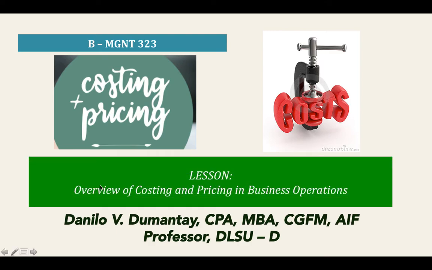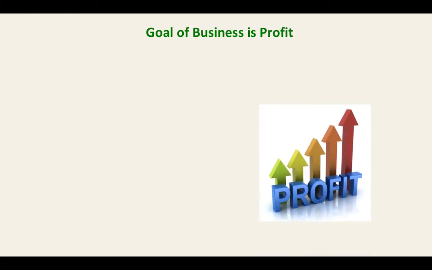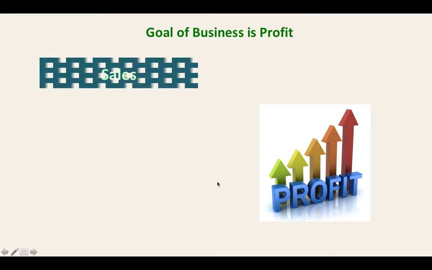In this video, we are going to discuss the overview of costing and pricing in business operations. Let us again take a look at the goal of business, which is profit. So here we have learned from the previous slide that the goal of business is to have an increasing trend of profit. And how do we compute profit?